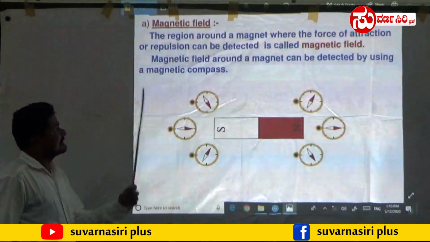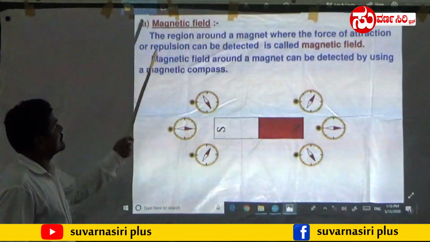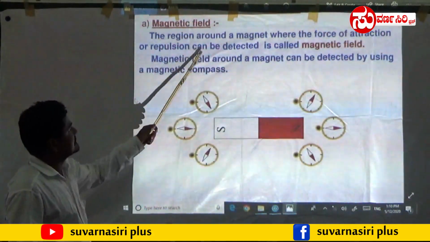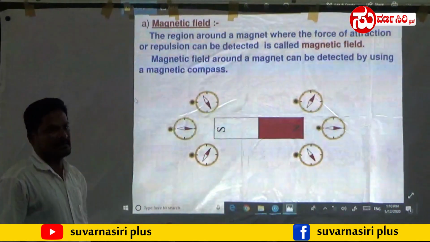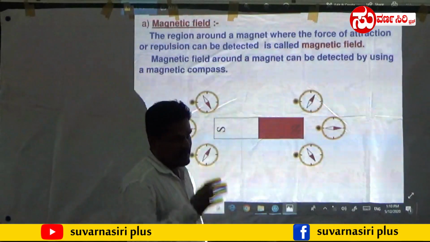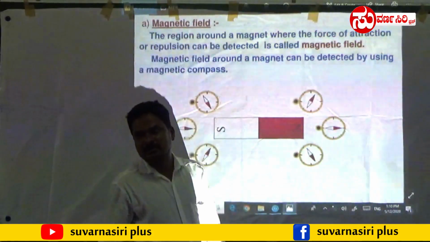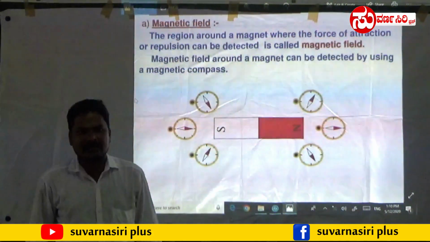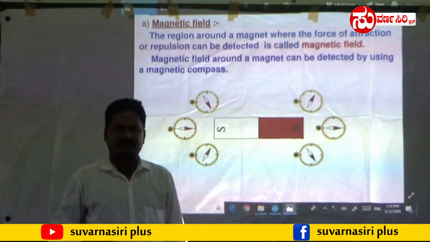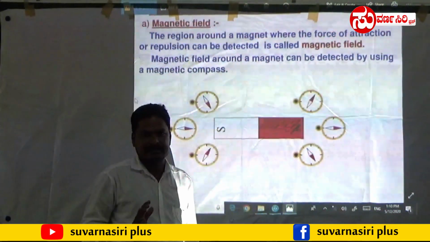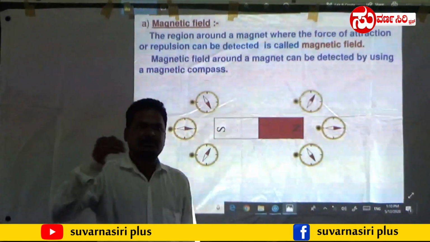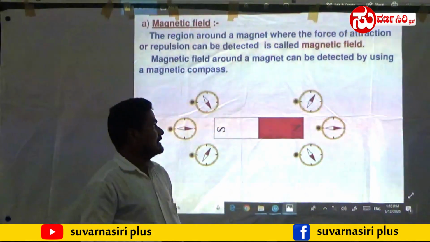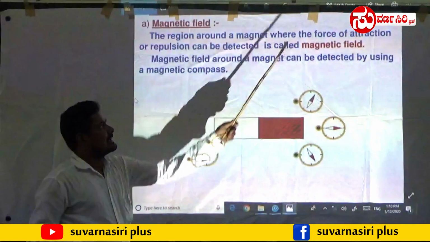Okay, so how is the magnetic field generated? The region around a magnet where the force of attraction or repulsion can be detected is called a magnetic field. A bar magnet has two poles, a north pole and a south pole. If we bring a south pole near the south pole of another magnet, there is a force of repulsion, because like poles repel each other. If we bring a north pole towards a south pole, they attract, because opposite poles attract each other. This is caused by the magnetic field.